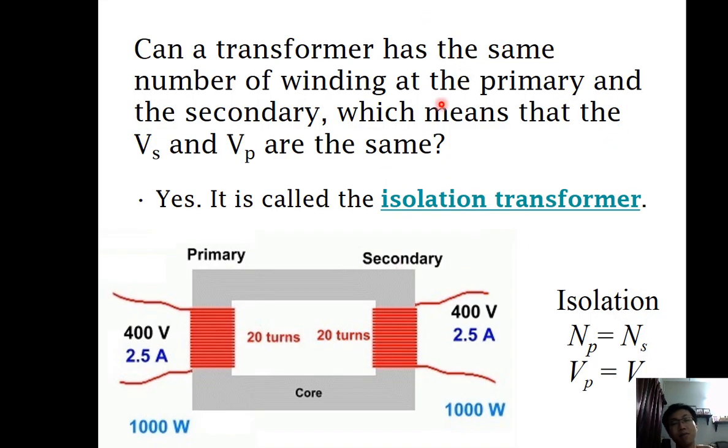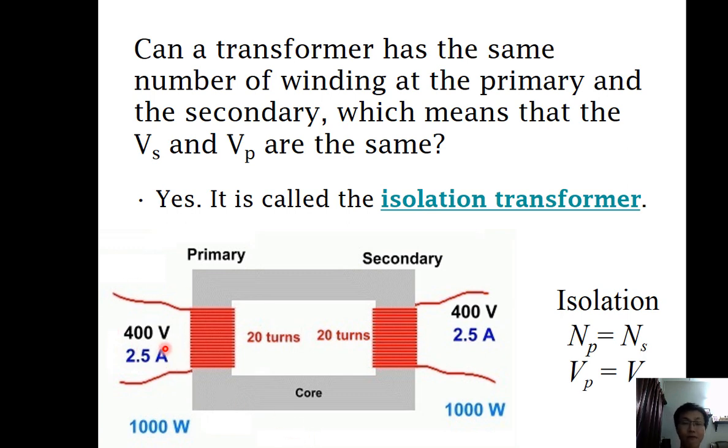So can the transformer have the same number of windings at the primary and secondary, which means that VS and VP are the same? Answer is yes. It is called the isolation transformer. Isolation transformer isolates, which means if, let's say, this is short circuit, the short circuit current will not flow into the primary side. Or if the primary side is short circuit, the secondary side will not short circuit. That's why we isolate, and then we prevent damage.